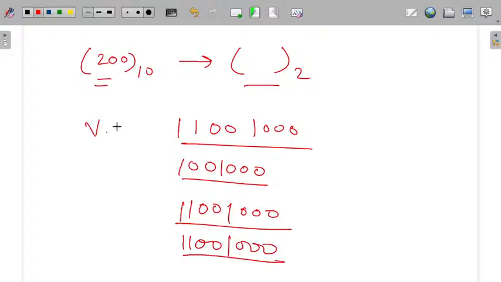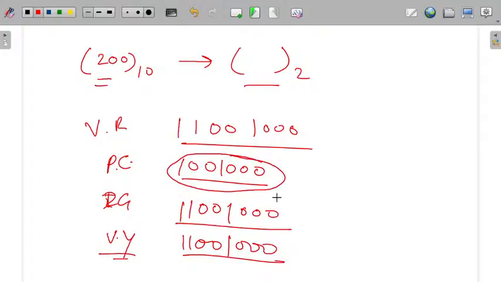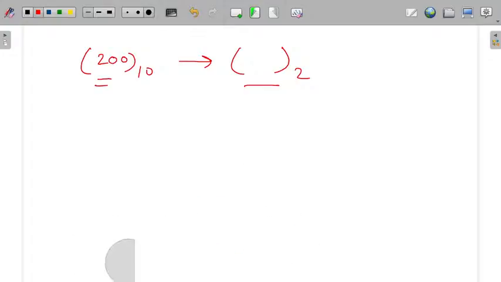So Vaishnavi Rai, Pooja Chaurasia, Indian Gamer, and Varsa Yadav. As we are seeing here, most of them except one are saying 11001000. Let's see how to calculate this. Those who are not able to do it, let's see here.